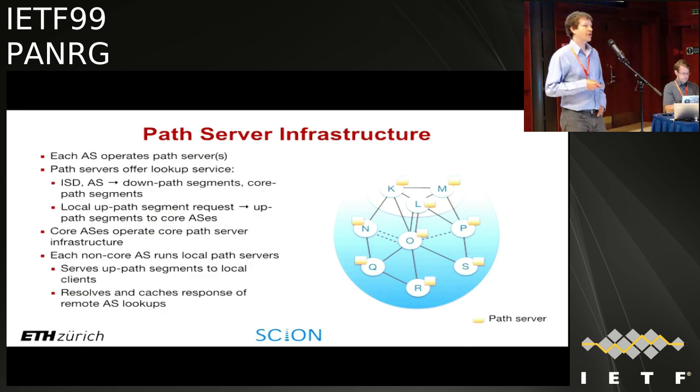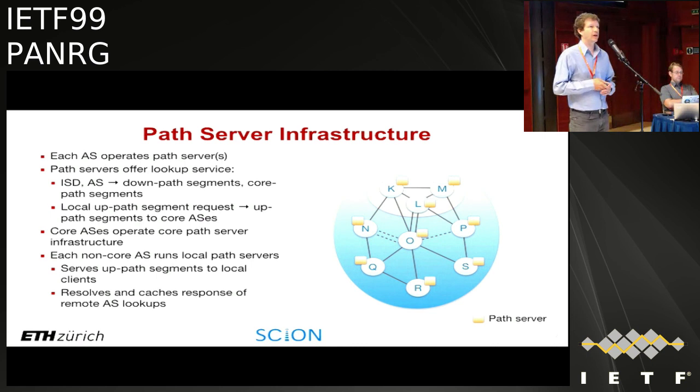Then we also have a path server infrastructure to disseminate these paths. Essentially, each AS has one of these path servers. They offer lookups for an isolation domain and an AS number, and they return down path segments to the destination, core path segments across ISDs, and up path segments to the ISD core.